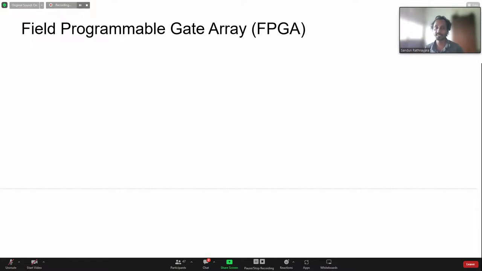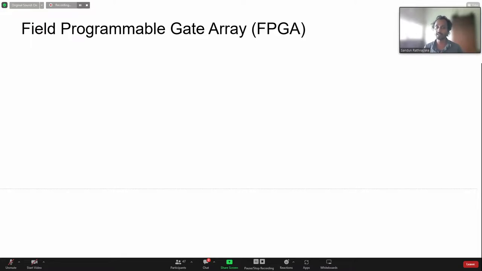FPGAs are another entry point for digital designing. We call this field programmable gate array. The name field programmable means it's already manufactured. It's a development board. Once we get it, we can put our code there. It gets programmed in the field while using it. That's why we call them field programmable gate arrays. So life is much easier.